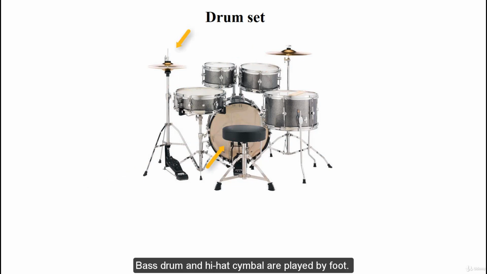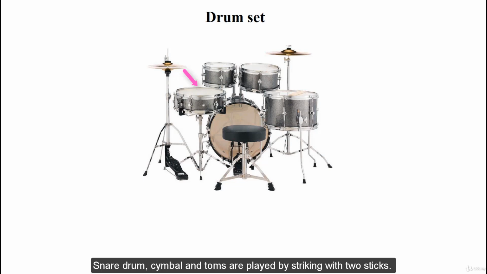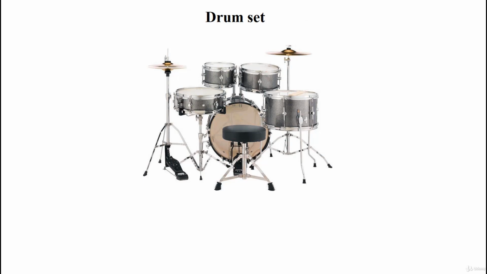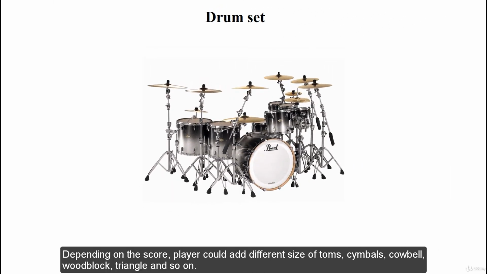Bass drum and the hi-hat cymbal are played by foot. Snare drum, cymbal and toms are played by striking with 2 sticks. Depending on the score, the player could add different sizes of toms, cymbals, cowbell, woodblock, triangle and so on.